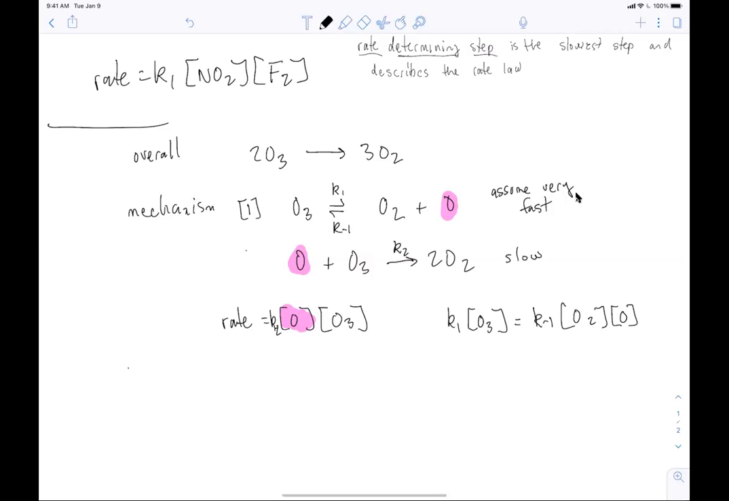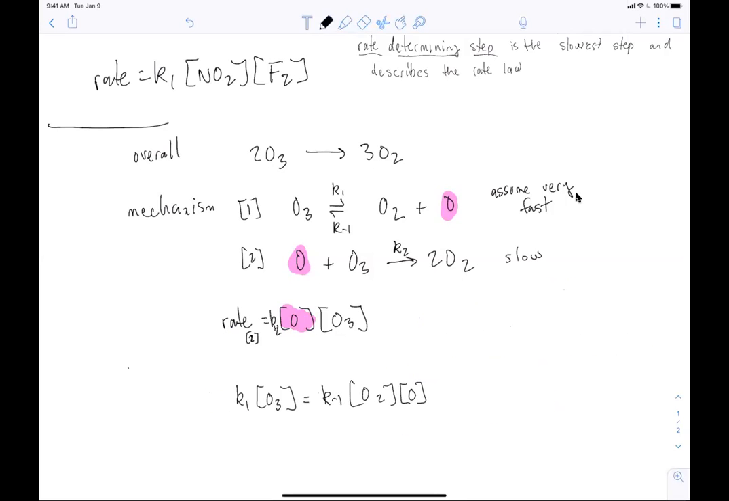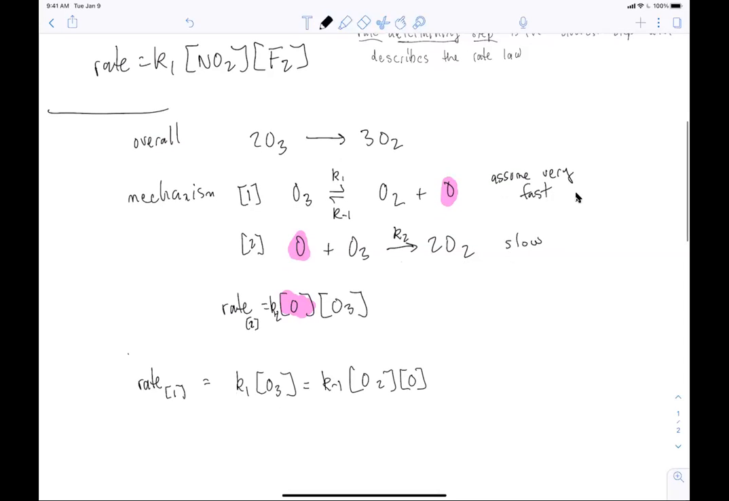Let me put some numbers out here. So that's the rate associated with 2. All I'm saying here, the reason I'm able to set these two things equal to one another, is because we're saying that they're in equilibrium. And so the rate associated with 1 is equal to both of those. The rate is the same, so I can set them equal.